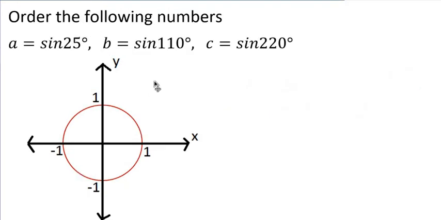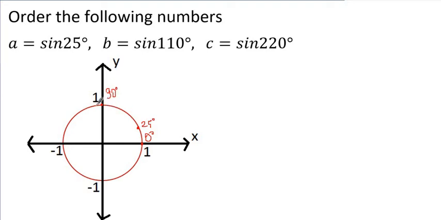Alright, so this is the last example we are going to do. We are going to order these values: sine of 25, sine of 110, and sine of 220. So let's start with sine of 25. You already know that this point represents 0 degrees and this point represents 90 degrees. So sine of 25 will be, let's say, around this point. So this is sine of 25.